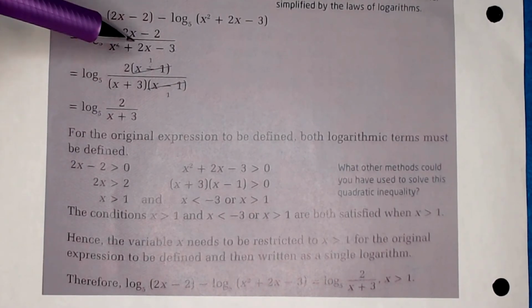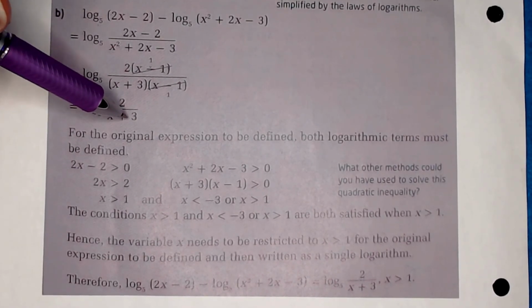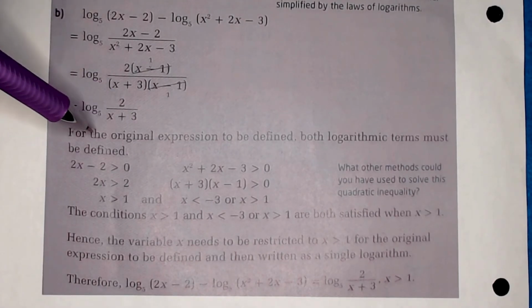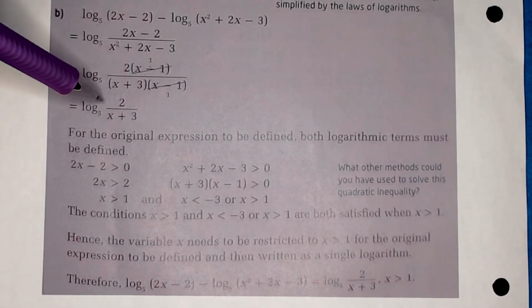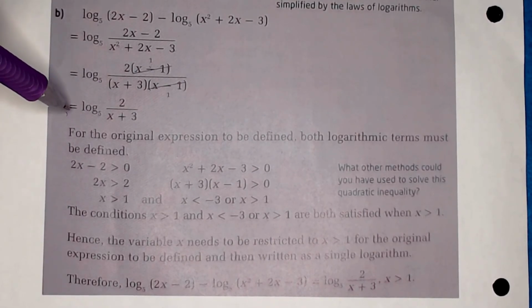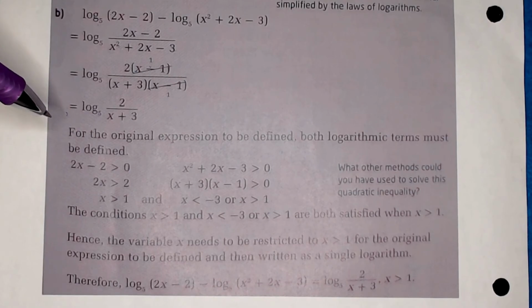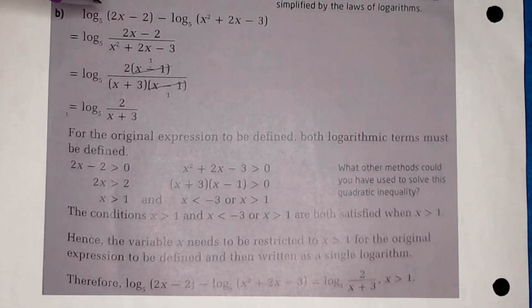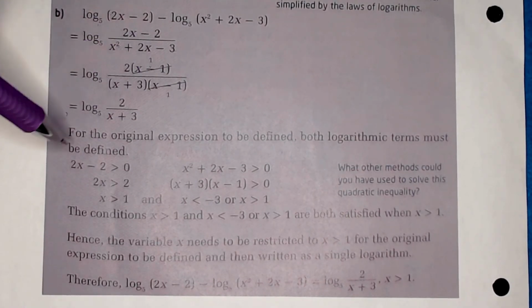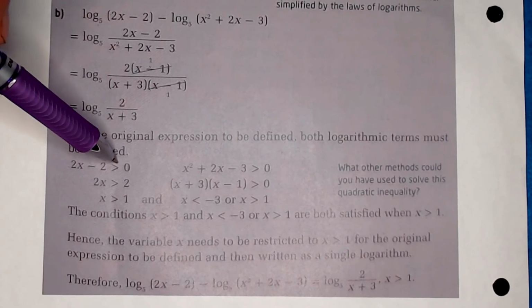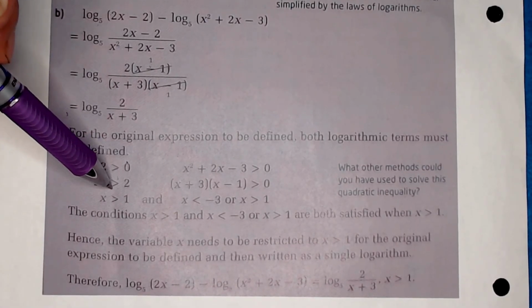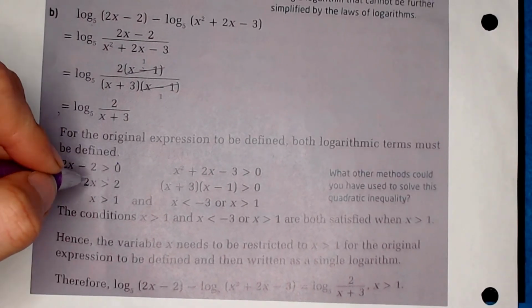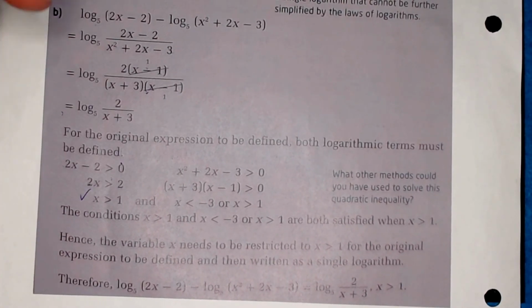Now, once we've canceled our common terms, we're left with log 5 of 2 over x plus 3. In this situation, you can't really simplify it any further than this. This is a great expression of your answer, but we want to check using the values that we found and see which statements are true for the values of the log function, so the values in the brackets, the x plus 3 and x minus 1. So here we have 2x minus 2 is greater than 0, 2x is greater than 2, and x is greater than 1. We know that to be true because x cannot equal 1 up here.